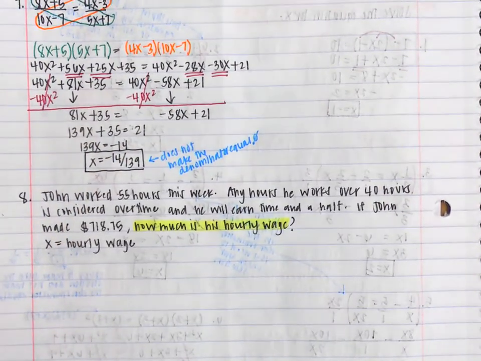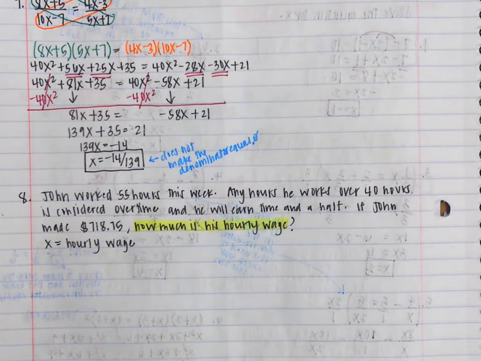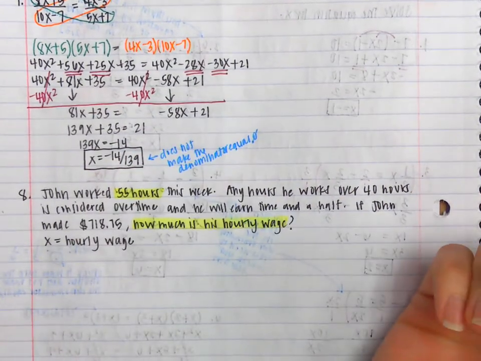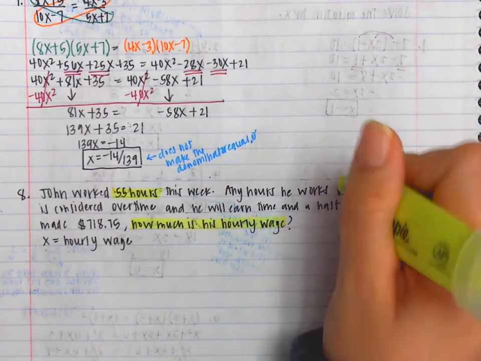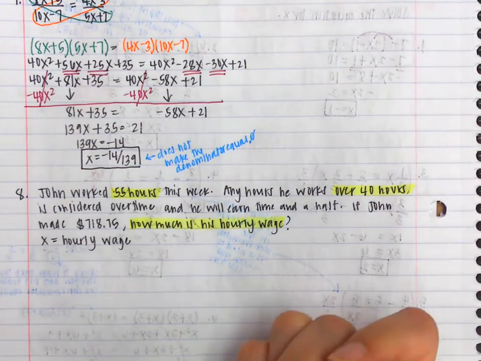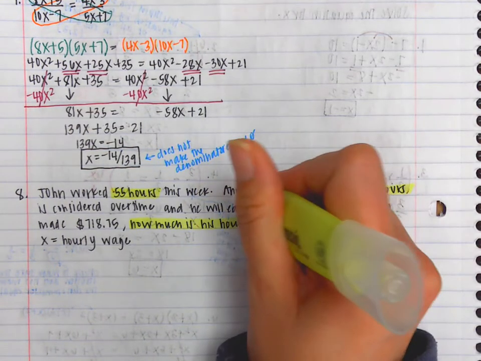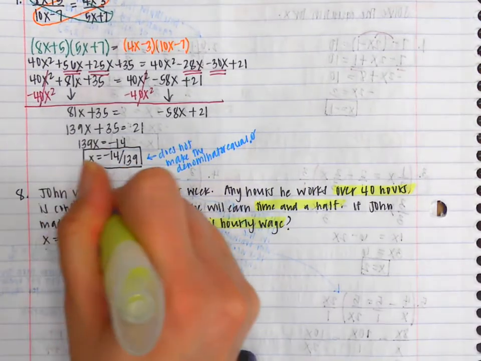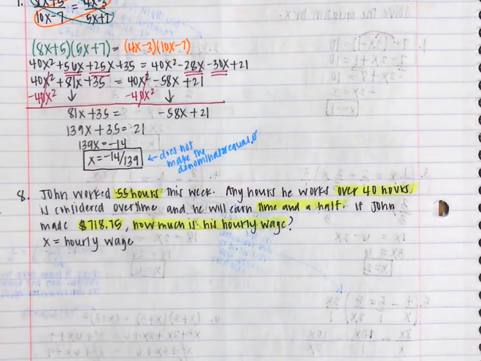From there, I just pull out important information. It says John worked 55 hours this week. So that's his total amount of hours. Any hours he works over 40 hours is considered overtime and he will earn time and a half. If John made $718.75, that's his total amount of payment.